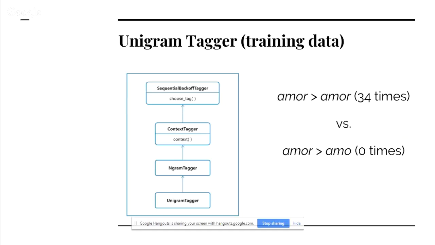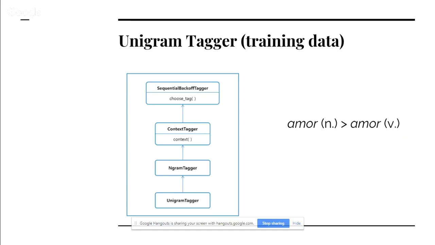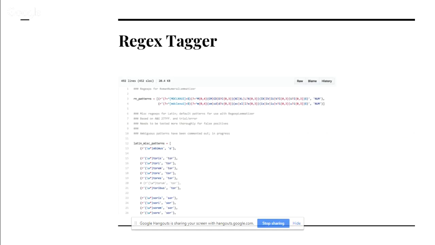As the lemma for amor as a verb appears 0 times in the 9,000 sentences. This is an extreme example. But we can use that unigram context to decide that really we want that to be tagged more often as the noun than the verb. Okay, so this is using a unigram tagger to do a lemmatization task, right? And as I said, we have all the other taggers that are available already from the Natural Language Toolkit that we can now adapt for lemmatization use for historical languages.